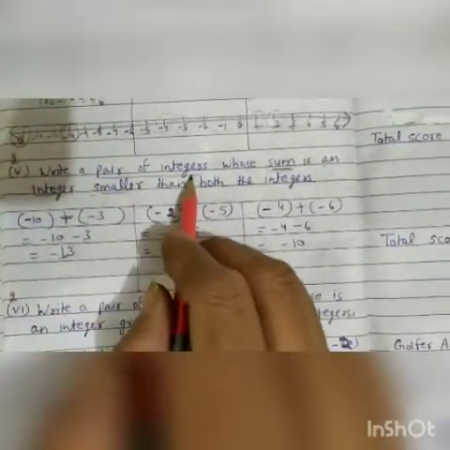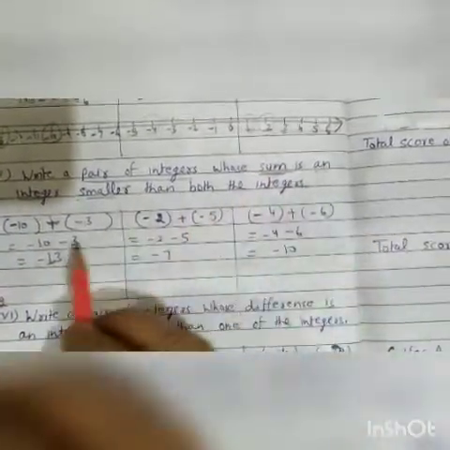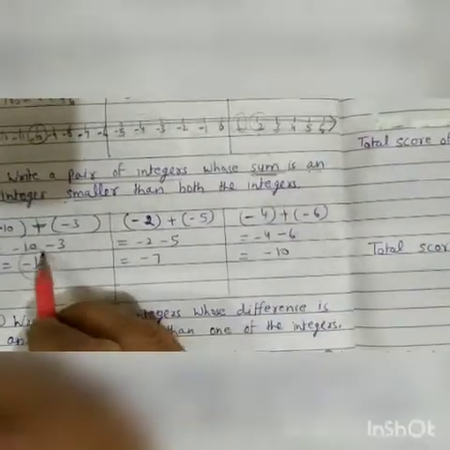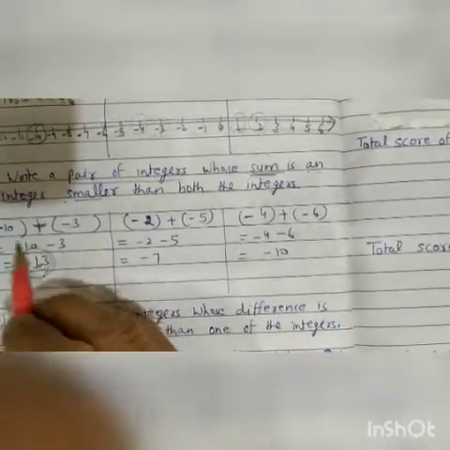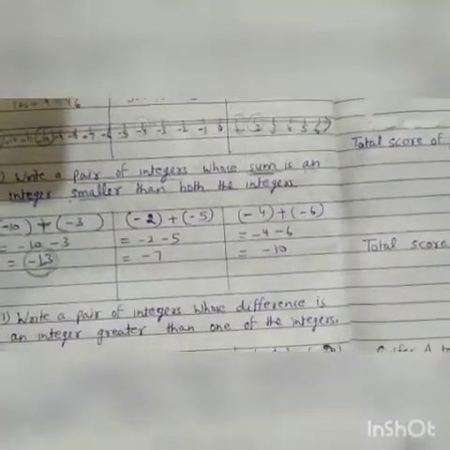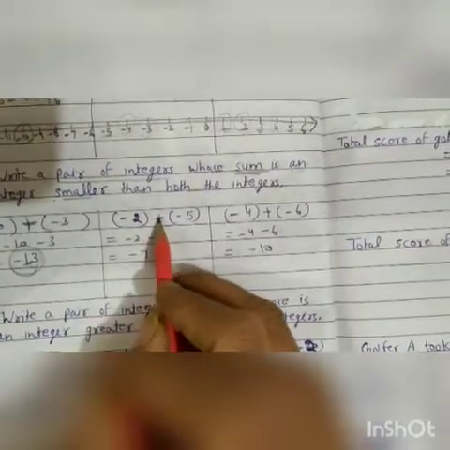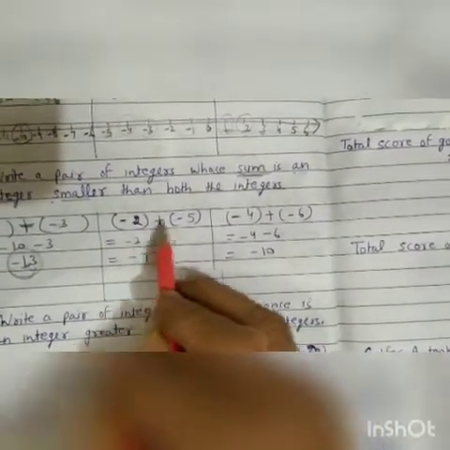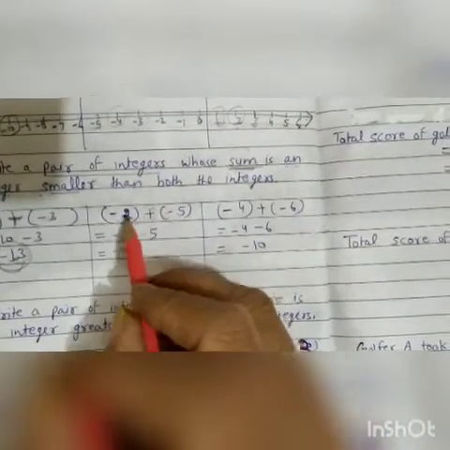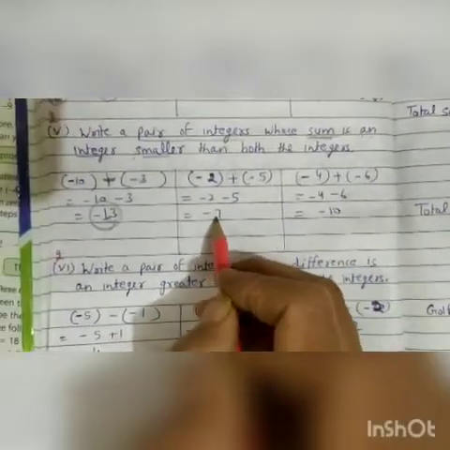Write a pair of integers whose sum is smaller than both the integers. Whose sum is smaller means our answer, this sum, should be smaller than these two integers which we are writing. See one more example. I have written minus 2 plus minus 5. I have written these two integers and here it is sum, so we have put plus sign. Now solve it. Minus 2 minus 5, it will be minus 7.